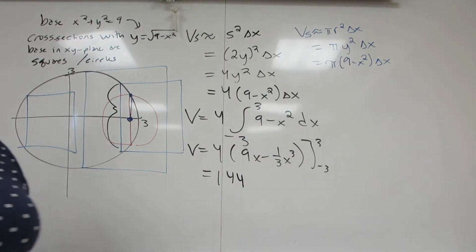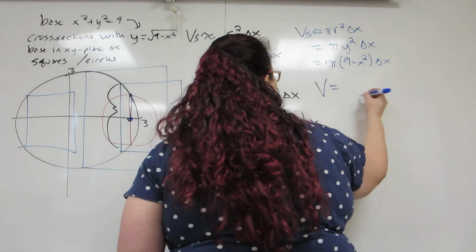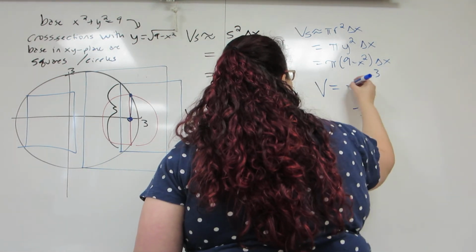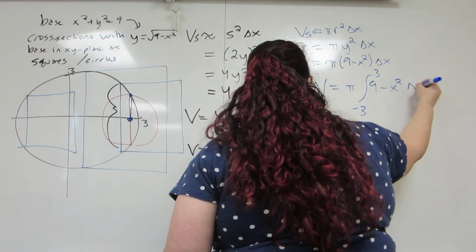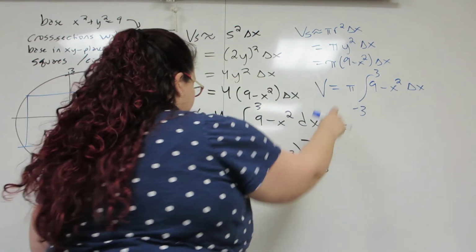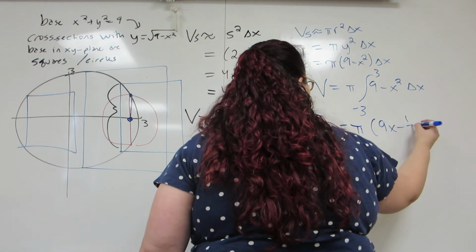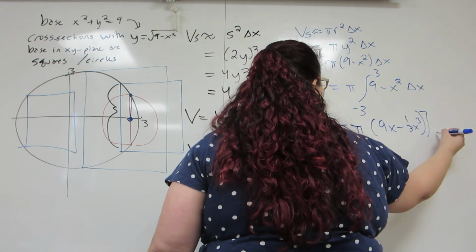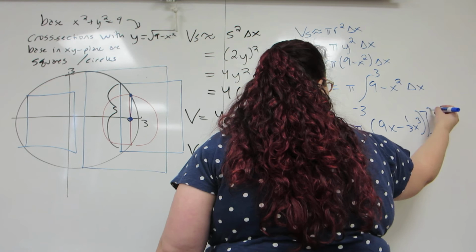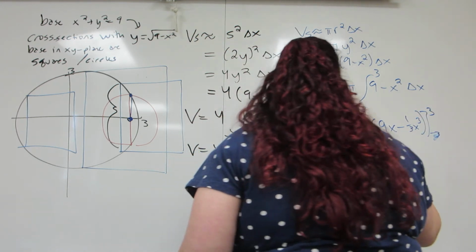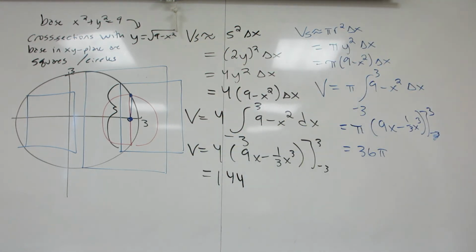Then when I add them all up, the volume, once again, from -3 to 3. The antiderivatives are the same except for the pi in place of the 4. And I end up with a volume of 36 pi when my cross sections are circles. You'll notice that no matter what the cross section is, they have now told you the formula you need to find the volume of a slice.